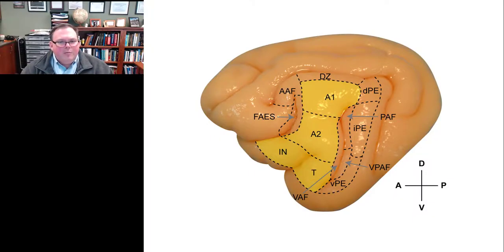These are areas of presumptive ventral, or what, stream in auditory cortex. This stream emanates from A1 and then passes down to A2 and then into the temporal area, abbreviated T, or insular area, abbreviated IN. This is the presumptive what pathway, or ventral stream, in auditory cortex.